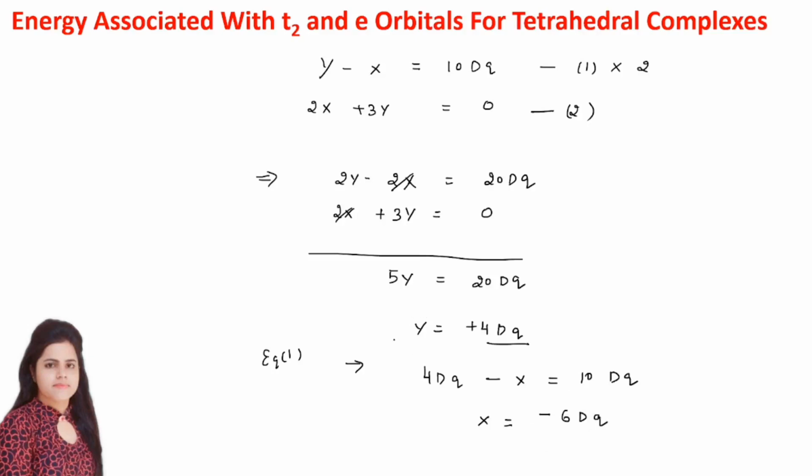So in this way we have calculated both the values, meaning the average energies for the electrons which are present in T2 and E orbital.